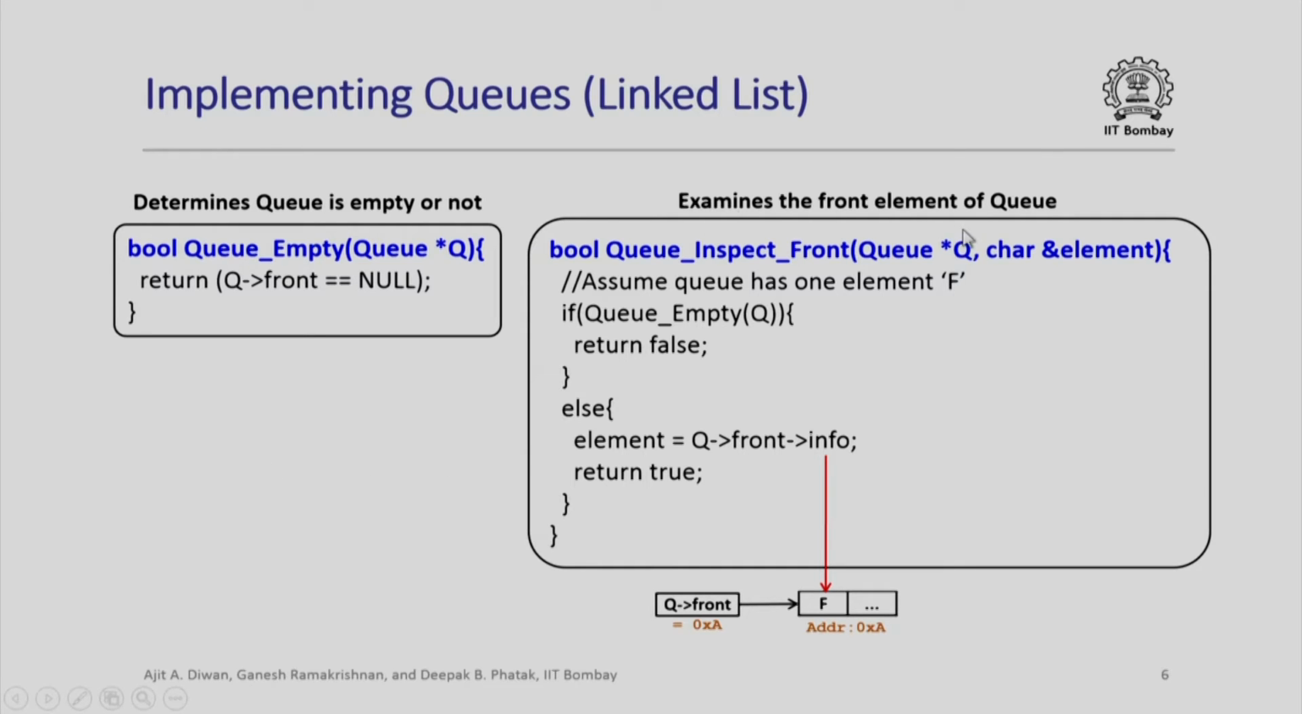This examines the front element of the queue. Now, let us say this is the front element of the queue. I want to examine, meaning I want to get the value f without changing the status of the queue. Very simply, I examine whether the queue is empty. If it is empty, there is no element in the front. If it is not empty, whatever node is pointed to by front is the front node. So, I just look at that info, return it as the value of element as my return value, and that is how the inspection is completed. Notice that the status of the queue is not changed at all.